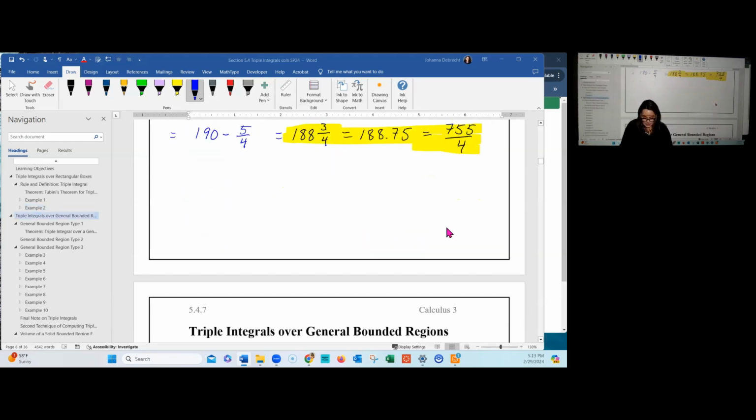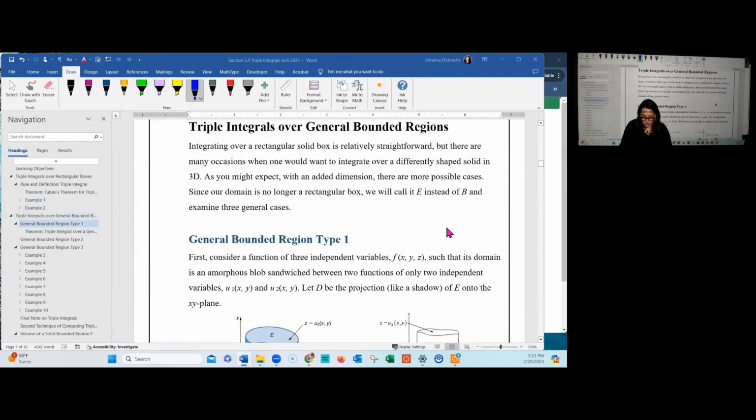Now we want to turn our attention to integrating over a general bounded region. Integrating over a rectangular solid box like a Kleenex box is relatively straightforward. But let's face it, this isn't generally the shape of things in the real world. Sometimes they form nice, neat rectangular boxes, such as shipping containers, but that's not typically the case. Most things in the three-dimensional world are, well, shaped like blobs, ourselves, for instance. So we want to be able to expand the idea of the triple integral over a more generalized region.